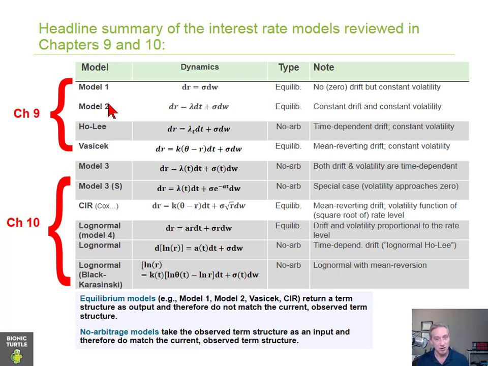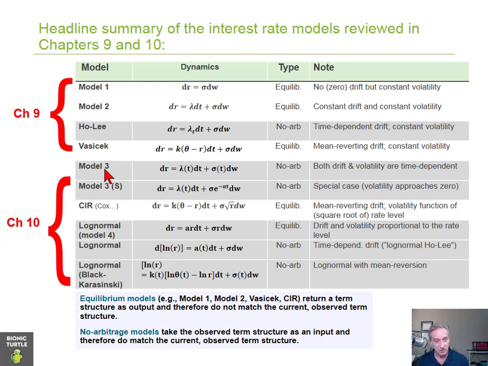In chapter 9, we looked at Model 1 and 2, and we started with Model 1, sort of the base case of a model that has no drift and constant volatility. You'll recall that dr is the change in the short-term interest rate. These are models for a short-term interest rate. So all of these have dr in common. And so we looked at Models 1, 2, Ho-Lee, Vasicek in chapter 9, and these are the models here.